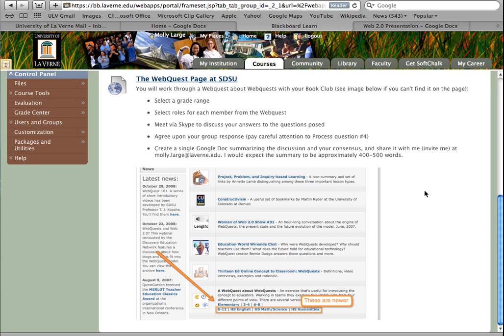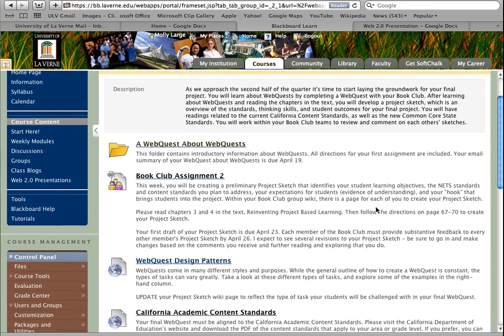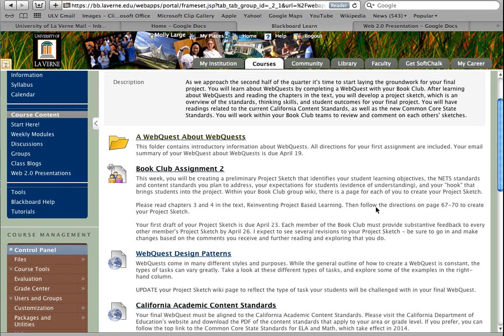Since your final project, worth 25% of your grade, is to create a web quest, you want to pay careful attention to how the web quest is laid out and what some of the common elements are. Your next assignment is to create something called a project sketch, basically your outline of what you are thinking for your final web quest.